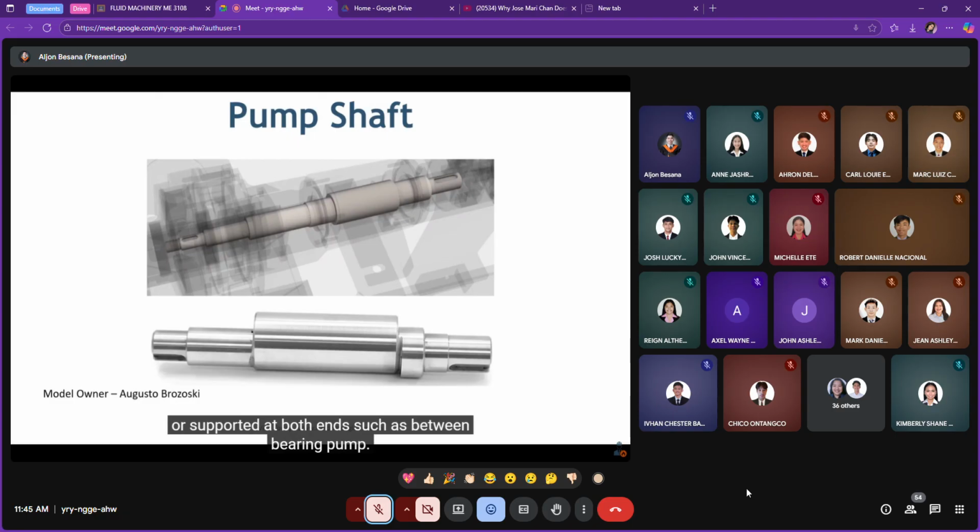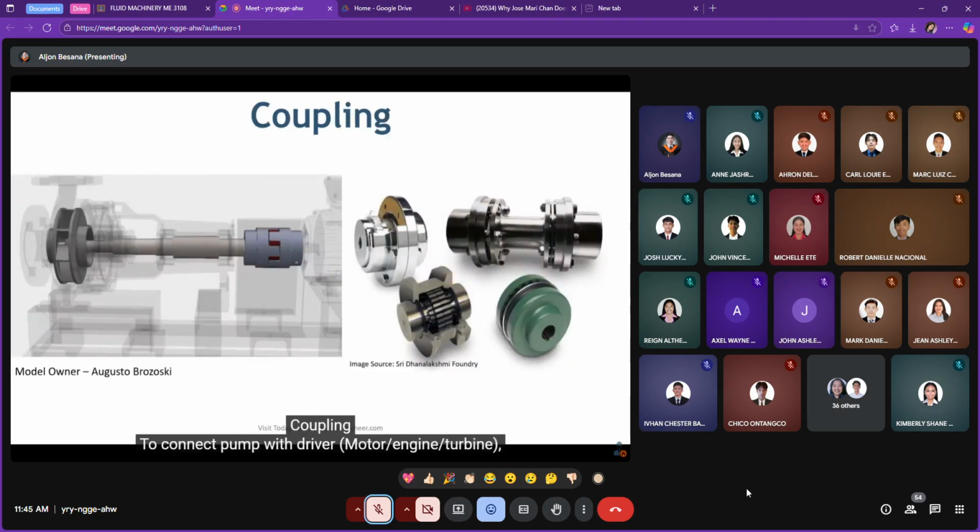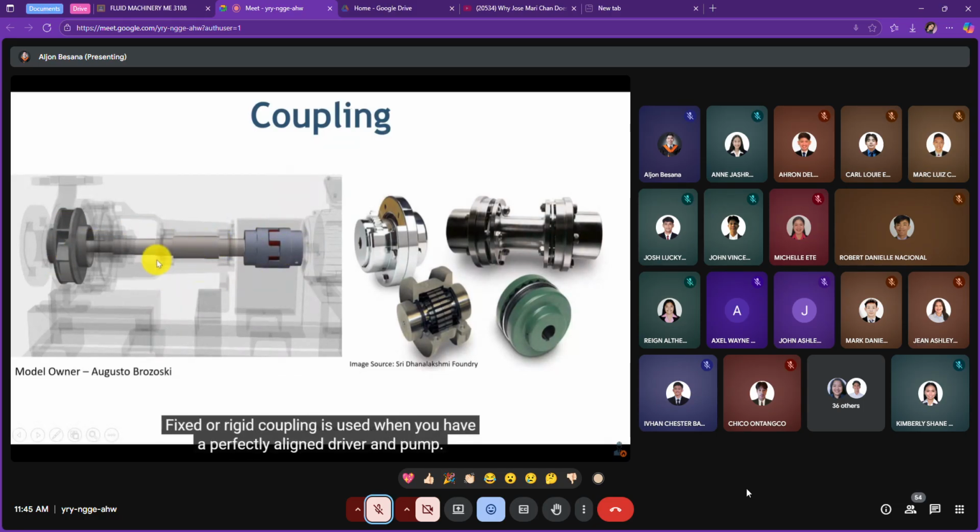The next part is coupling. To connect pump with a driver, whether it is motor, engine or turbine, the coupling is used. There are two types of pump coupling used in the pump. The first one is fixed or rigid coupling. This type of coupling is used when you have a perfectly aligned driver and pump. It is not suitable for the most pumps used in the process plant. If there is a misalignment, it will create a high stress in the shaft.